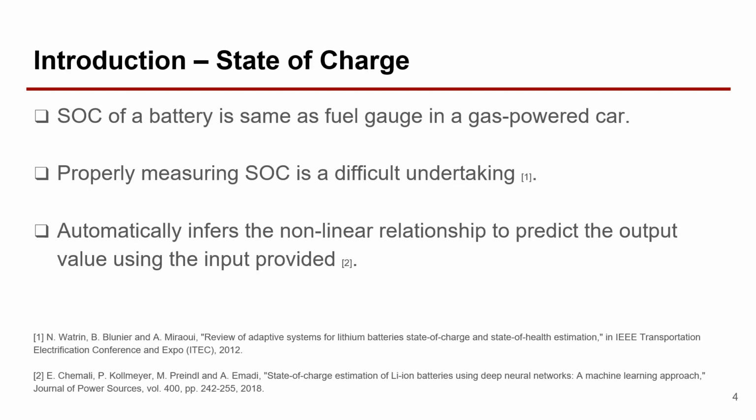So firstly, I just want to go over the motivation of why predicting state of charge is an important objective. Properly measuring state of charge is a difficult undertaking since it cannot be measured directly due to non-linear time-varying properties in electrochemical processes. Moreover, battery state of charge is impacted by other factors such as age, temperature variations, charge-discharge cycles, and so on. Machine learning is used because of its ability to automatically infer the non-linear relationship to predict the output value, which is in this case the state of charge, using input provided, which is voltage, temperature, current, and given sufficient training data, we'll get better outcomes.